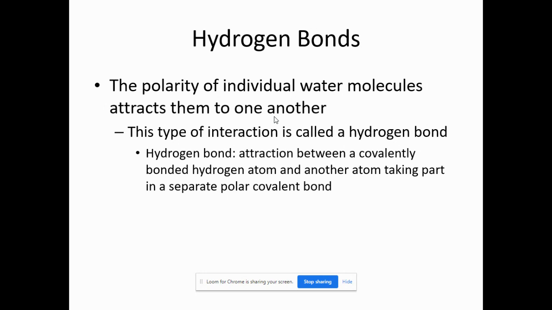Hydrogen bonds are attractions between a covalently bonded hydrogen atom and another atom taking part in a separate polar covalent bond. Hydrogen bonds can also happen in other molecules, but when we're talking about water, the hydrogen bonding happens between hydrogens of one water molecule and the oxygens of other water molecules.